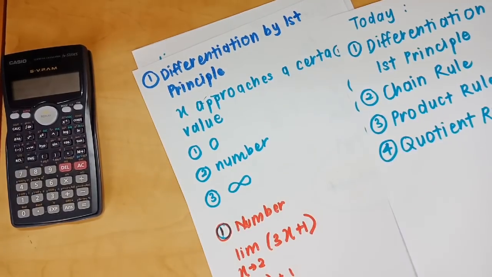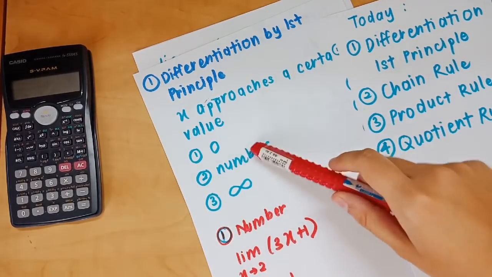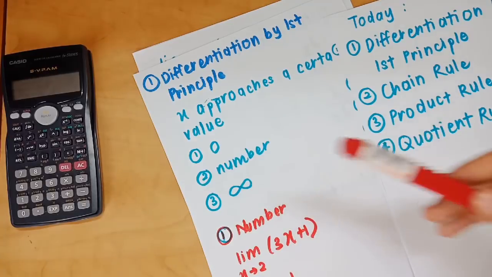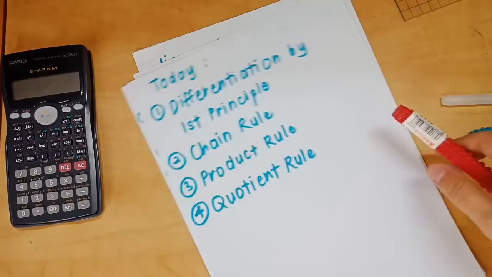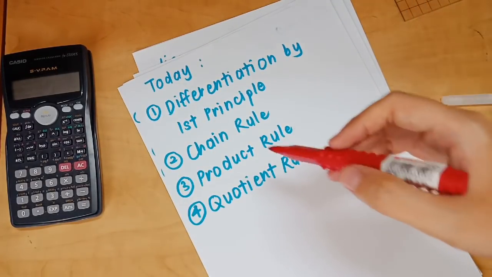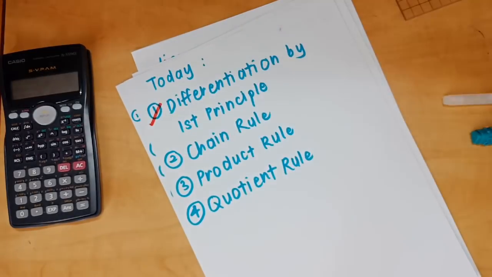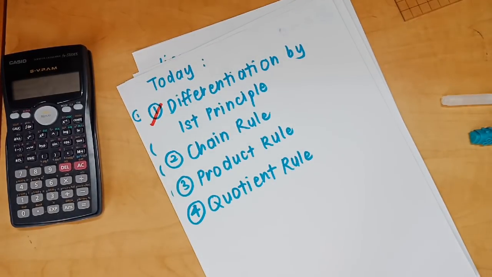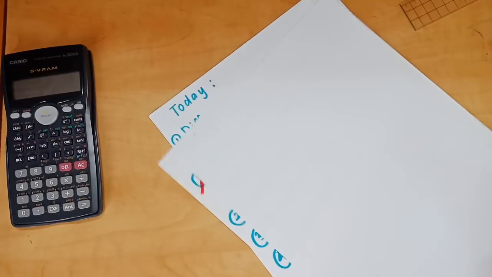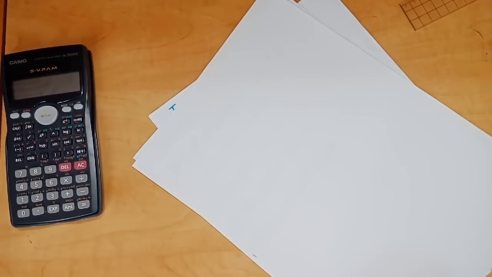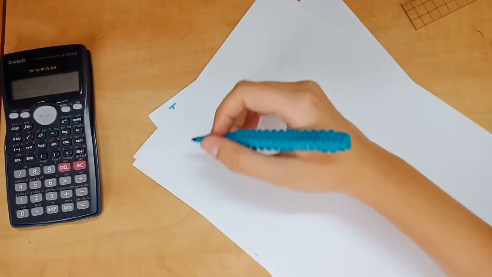I have covered x approach 0, a number, and infinity. So we have done differentiation by first principle, so we can take that off the list. Now we'll go on to chain rule. But before we go into chain rule, I want to make sure that you know the basics of differentiation, just normal differentiation. So we'll just try a few questions.